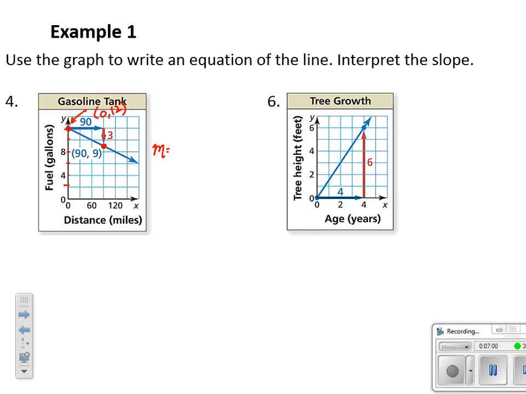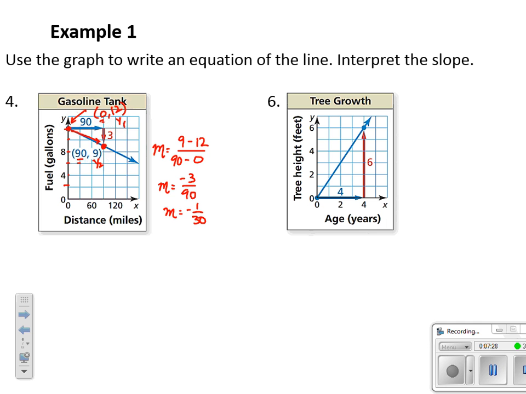Our change in y, we go from a height of 9 at our second point, right? The line's going this way. So our y2 is 9. Our y1, we started off at 12. So 9 minus 12 over what happened in our x direction. Well, we ended up with 90, and we started off with an x value of 0. So our slope is actually -3 over 90, -1 over 30.